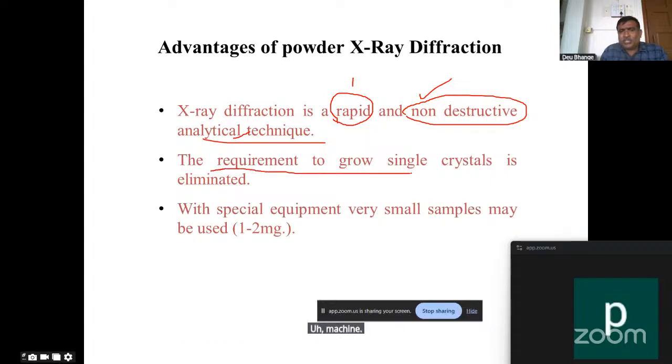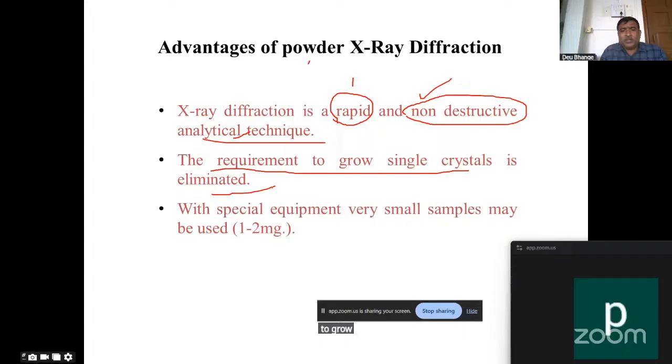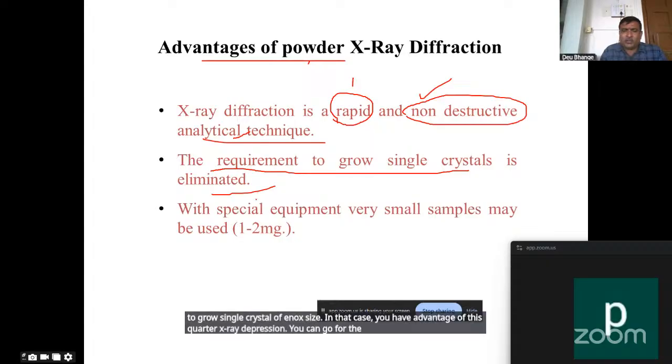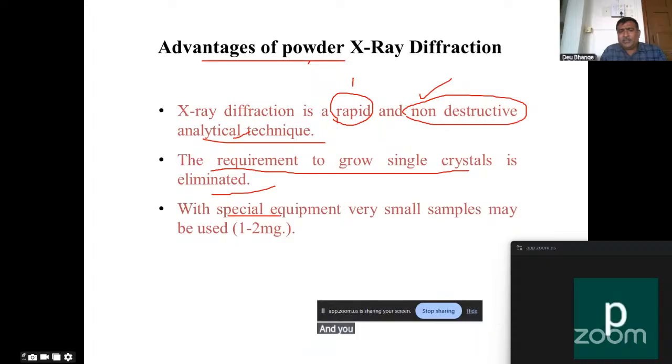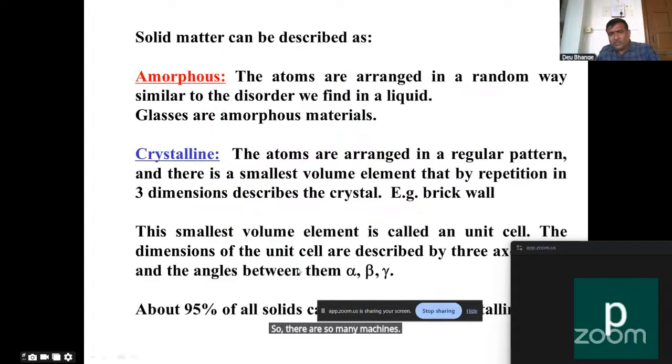The requirement to grow a single crystal is eliminated if you use powder X-ray diffraction, because sometimes it is very difficult to grow a single crystal of enough size. In that case, you have the advantage of powder X-ray diffraction. You can go for microcrystalline polycrystalline material and you can index it. If you are successful in indexing, you can also determine the crystal structure of it. With special equipment, very small samples may be used, 1 to 2 milligrams. That is called a point focused or focusing X-ray diffractometer. So there are so many machines using this.